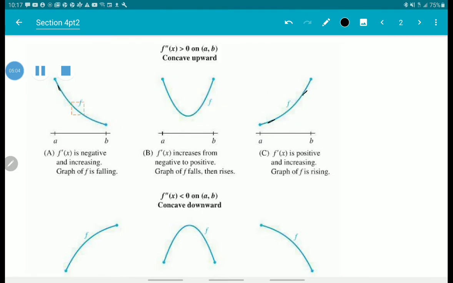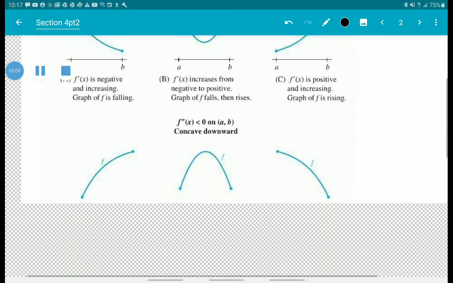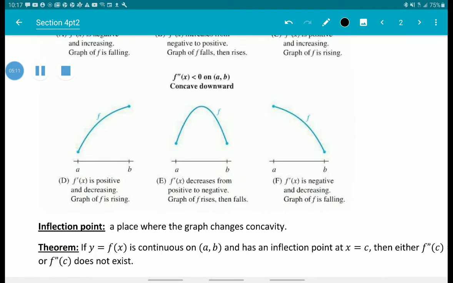So we could have all kinds of different things happening to the graph in that first and second derivative. Same thing when we have something that's concave down. We could have something that's increasing then decreasing, or decreasing.